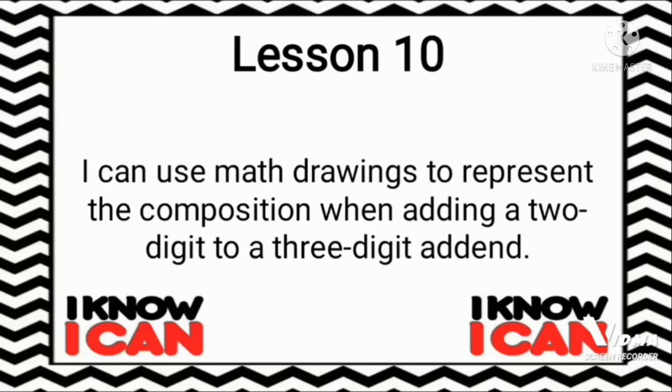Today we'll complete lesson 10 of your Common Core Grade 2 Module 4 workbook. We will practice how to use matrix to represent the composition when adding a 2-digit to a 3-digit addend. So if you have 2-digit numbers and another 3-digit numbers and you want to add them together, how can you use matrix to represent composition?